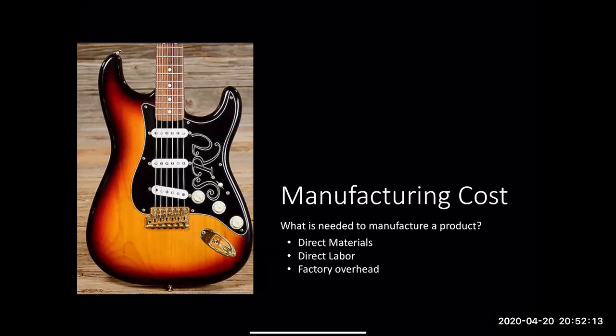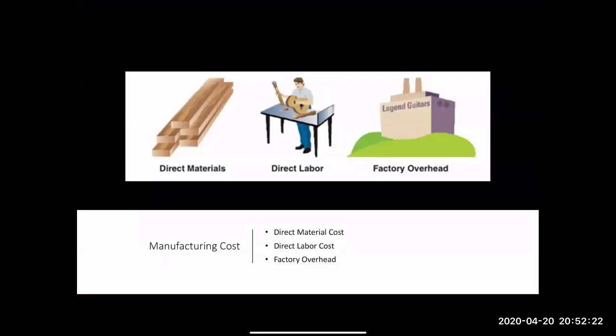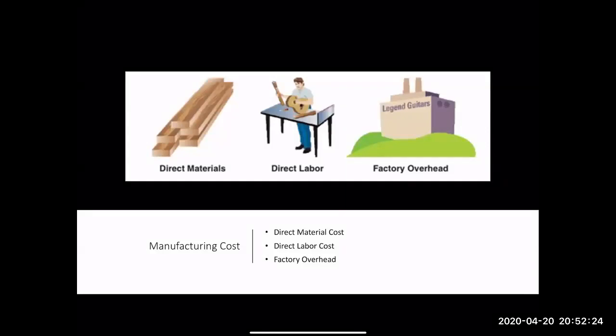Now we're going to look into each of them, but here it is. Direct materials is exactly what it sounds like. It is the materials that go into making the product. So that could be screws, that could be sandpaper, that could be the wood, right? And then the direct labor is the people that are actually touching the product. So it's the assembly team, it's the carvers, all of those people that are part of the process.